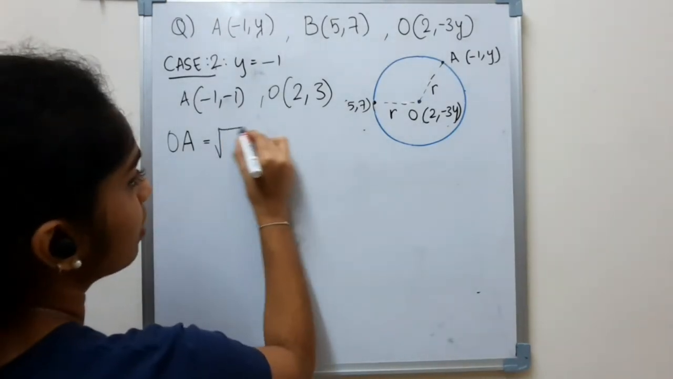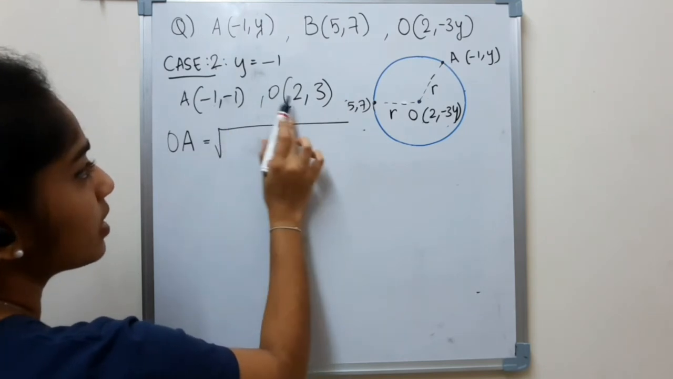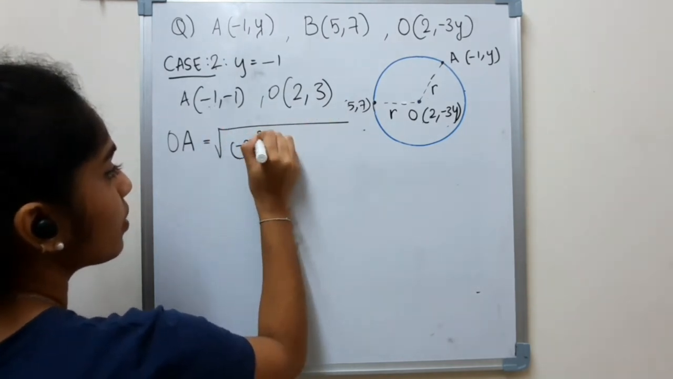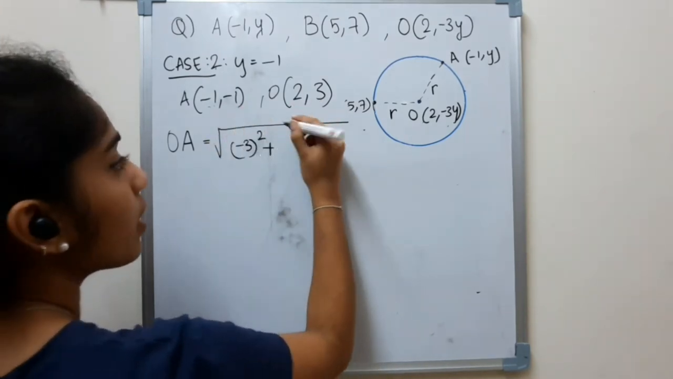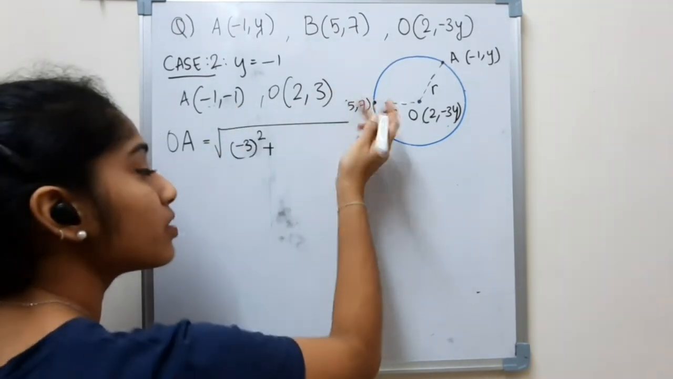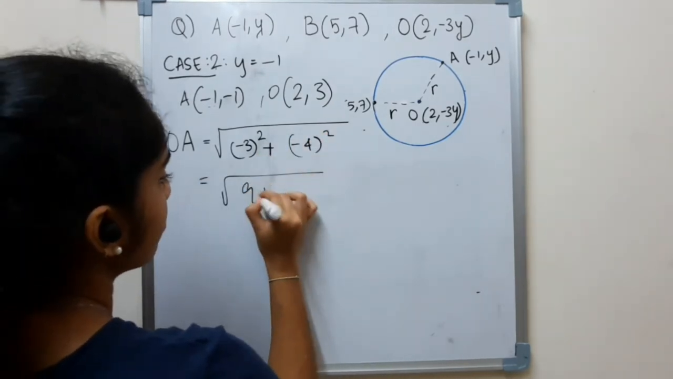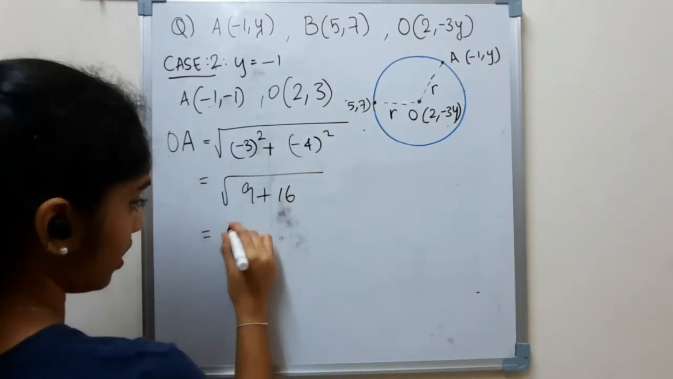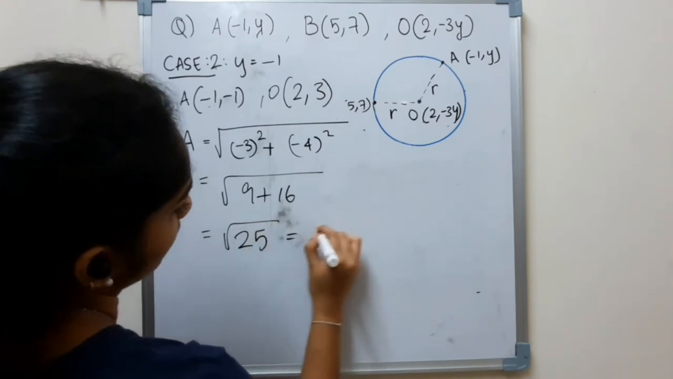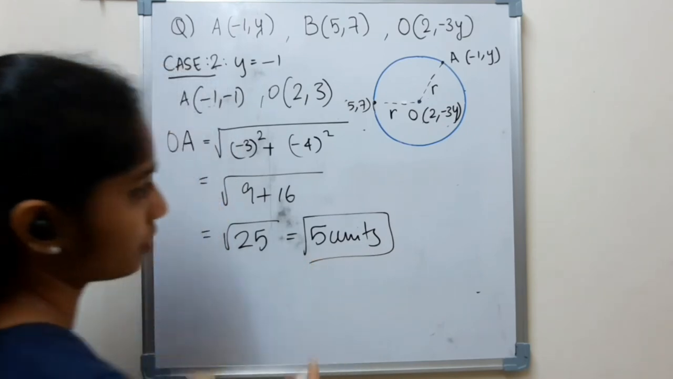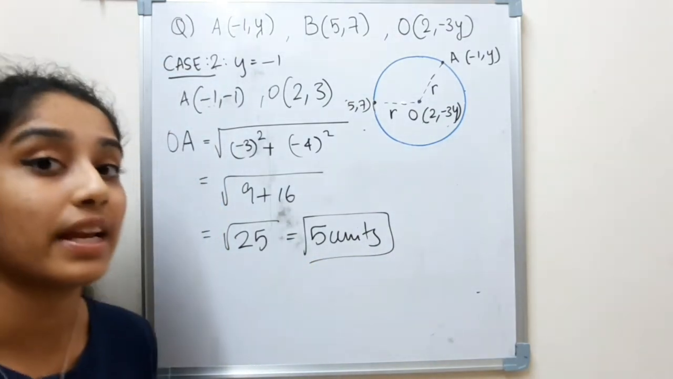Again using the distance formula, we have x2 minus x1, minus 1 minus 2, minus 3. So minus 3 the whole square plus y2 minus y1, which will give you minus 1 minus 3, so minus 4 whole square. This is 9 plus 16, which is 25, the square root of which is 5 units. So this is the radius of the circle when y is minus 1.